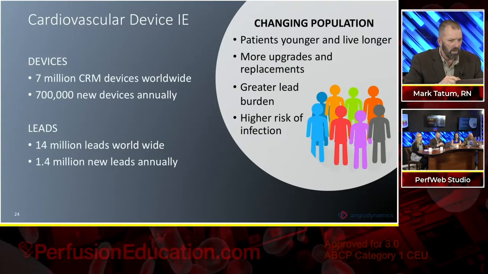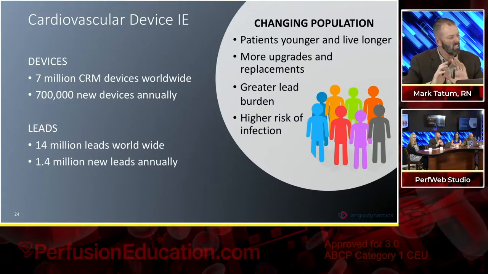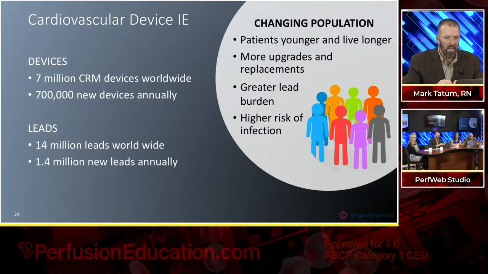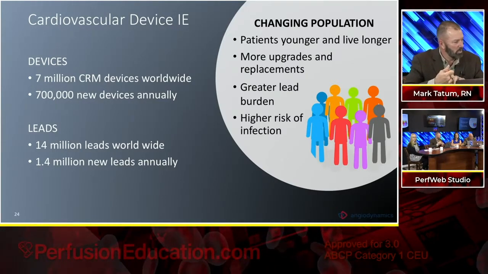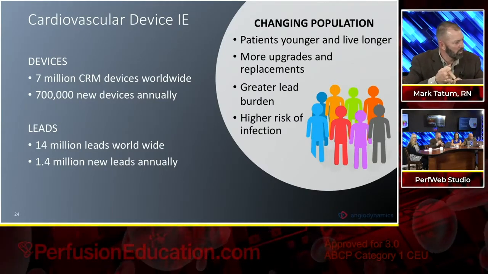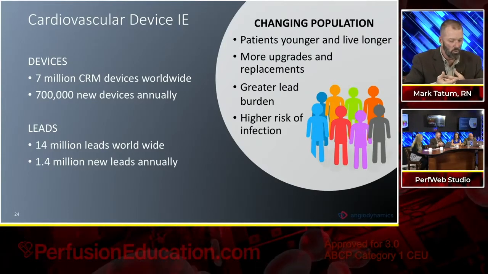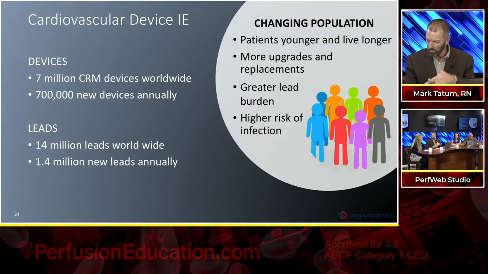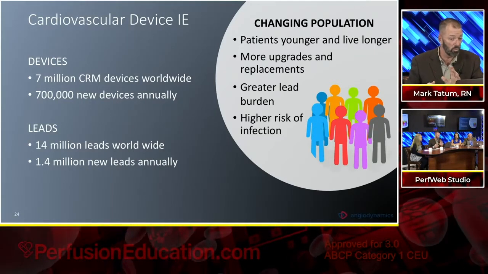7 million devices placed annually, 1.4 million leads worldwide. That's a lot of leads. And when you look at our things on the right, they're being placed when they're younger, the populations are living longer, more upgrades and replacements. And the reason that upgrades and replacements are important to mention is because while the infection rate on an initial placement is only about 1%, on reimplantation it goes up to 3 to 5%.